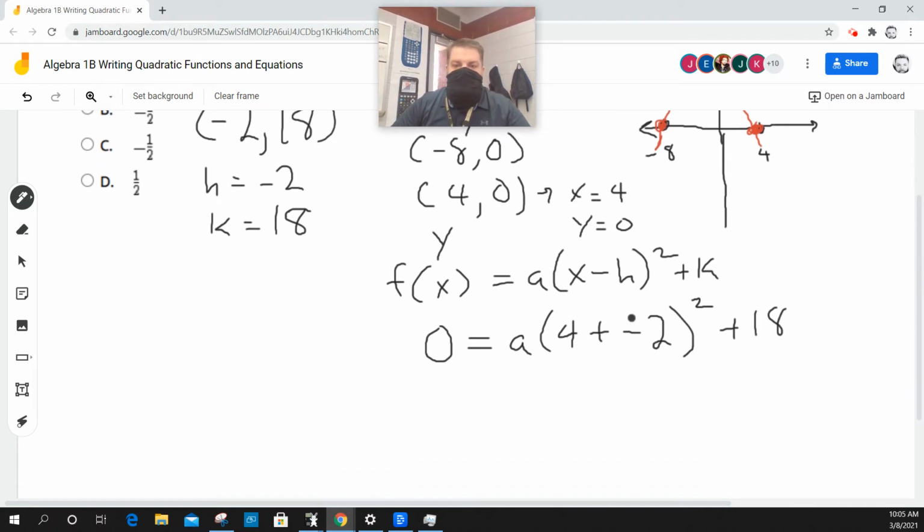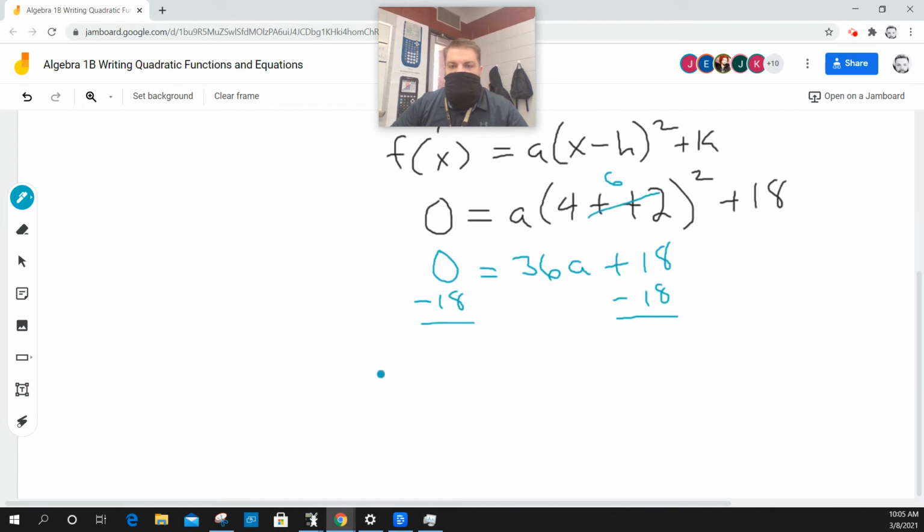When you minus a minus, it's a plus. 4 plus 2 is 6. 6 squared is 36, right? So I get 36a plus 18 is equal to 0. I'm going to subtract 18 from both sides. I get -18 is equal to 36 times a. Divide both sides by 36.